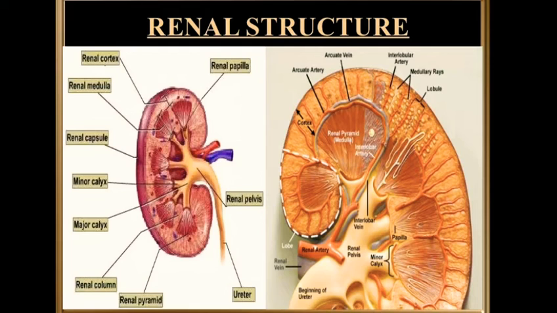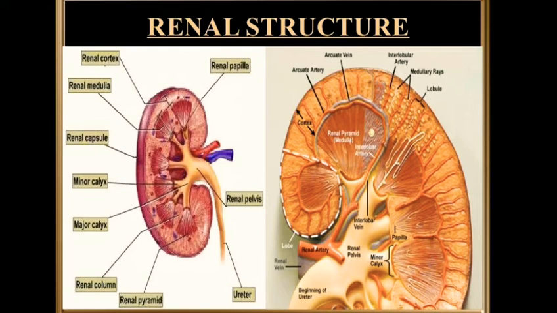The renal cortex is reddish brown in color. It is soft and granular in consistency. It lies immediately beneath the fibrous outer covering, and it extends inside. It dips in between the adjacent pyramids towards the renal sinus. The part dipping in between the pyramids, as you can see in the diagram, is called the renal column.